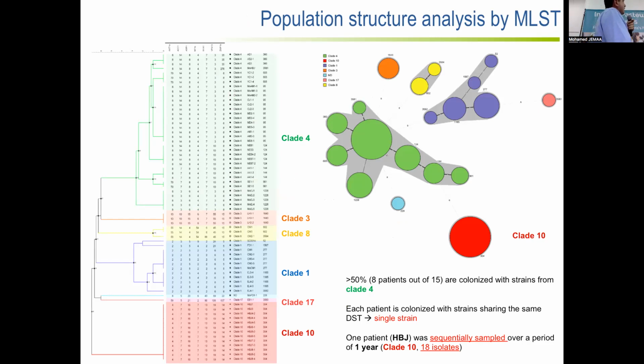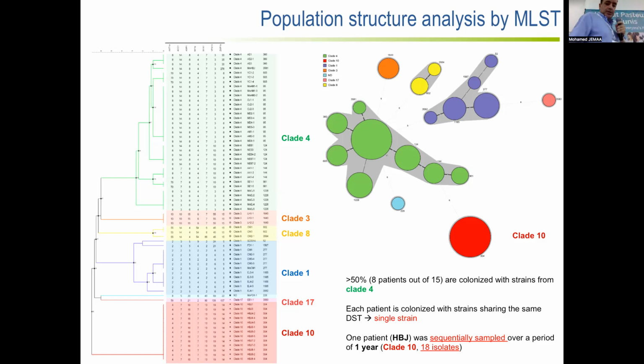We looked at the population structure of these isolates by multi-locus sequence typing. We found that more than 50% of the patients are colonized with strains from clade 4. So clades, like us, people, we are genetically heterogeneous. Candida as well is genetically heterogeneous, and most of the clinical isolates are from clade 4, which is a clade enriched in strains from Middle East Africa. And we found that each patient appears to be colonized with a single strain, because they share the same diploid sequence type. Okay, there's no mixture of strains.